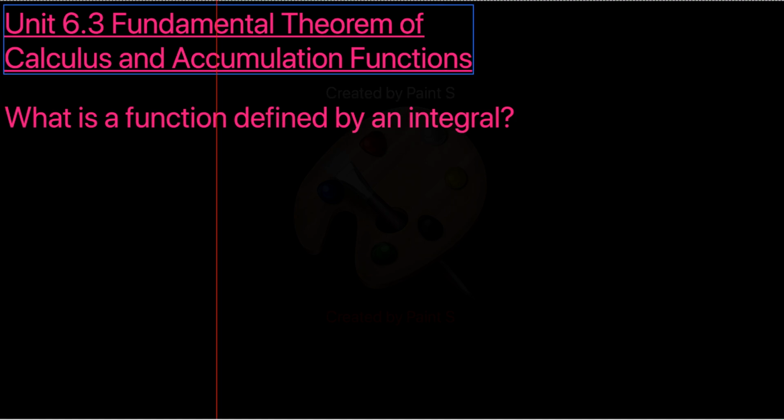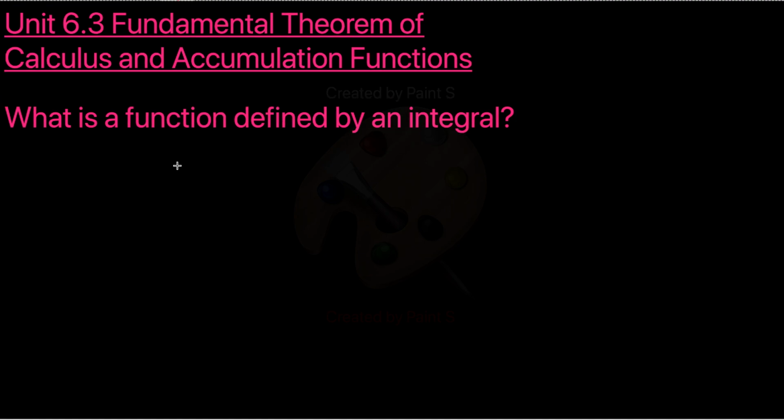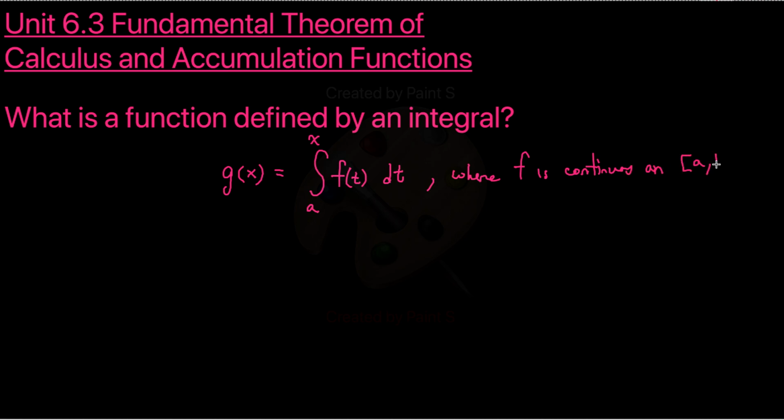Basically, if we want a function defined by an integral, what that looks like is g of x equal to the integral from some a, and this a could literally be any a, to x of f of t dt. And there's some conditions we need: f is continuous on [a, b] and x is in [a, b]. So this x value is only from a to b, and it could be that f is continuous on R, in which case this will work.